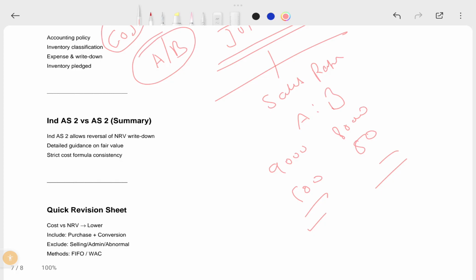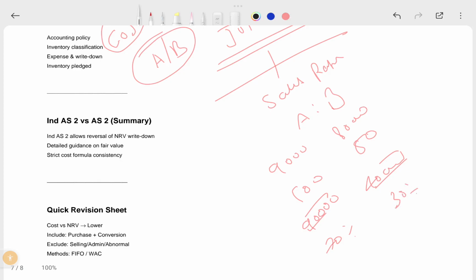9,000 multiplied by 100, the sales value is 9 lakhs. 8,000 multiplied by 50, the sales value is 4 lakhs. If you calculate the ratios, this is 70% and this is 30%.